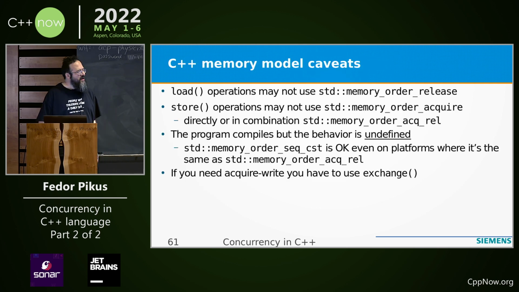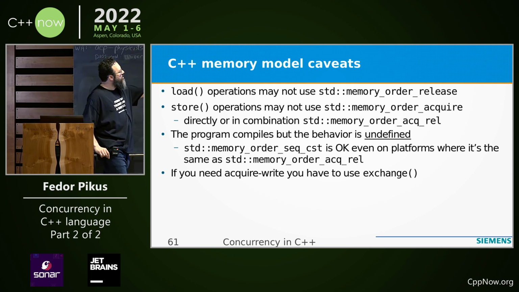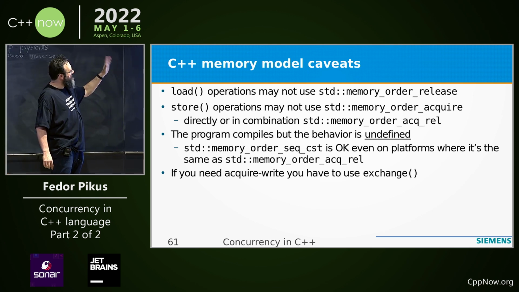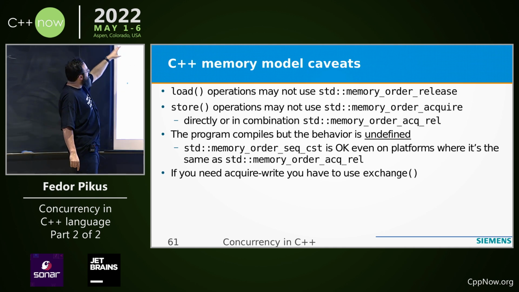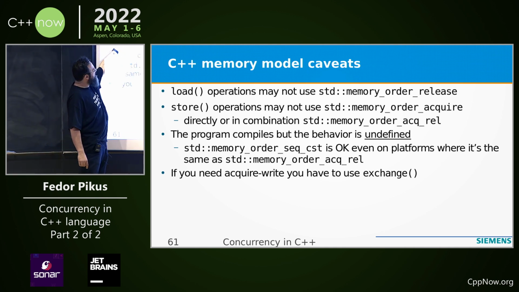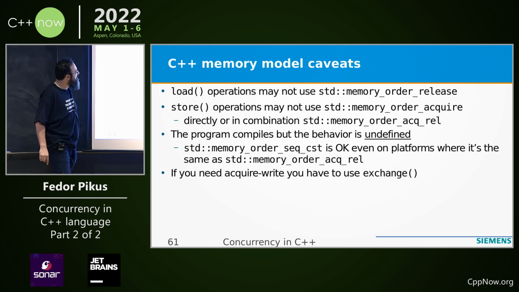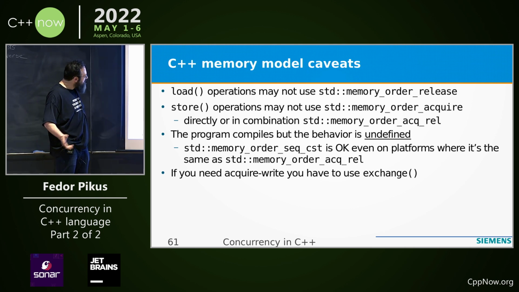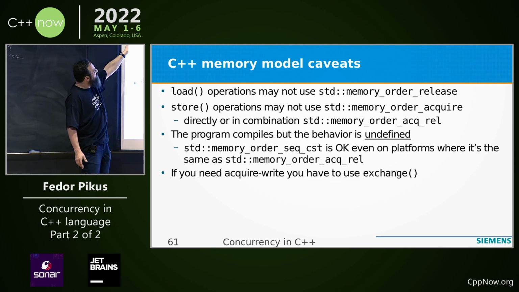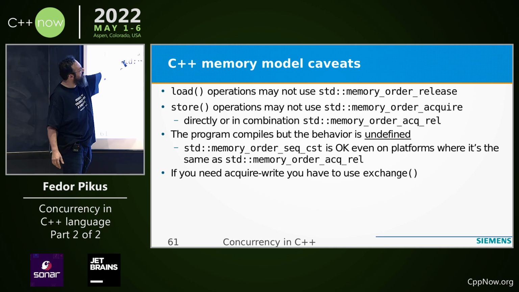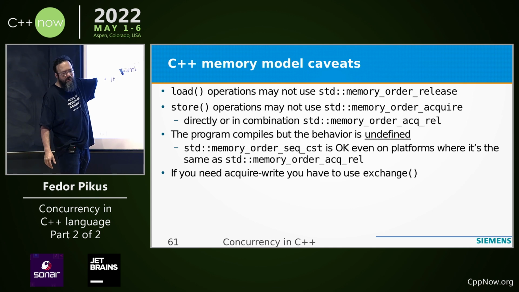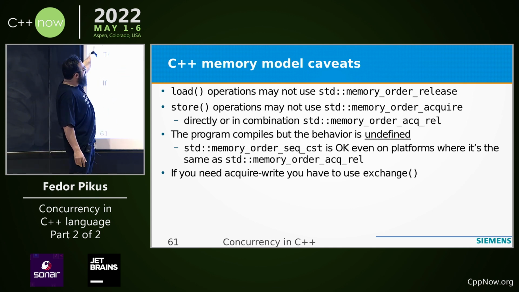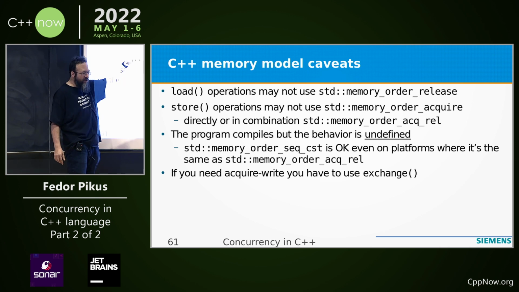Skip a little bit. The memory order argument goes on to all of those functions like load and fetch. So load can take the memory order argument. There is a slight wrinkle in all of this. According to the C++ standard, load cannot use memory order release. It will compile. It's just undefined behavior. Store cannot use acquire. Same thing, it will compile, and it's undefined behavior.